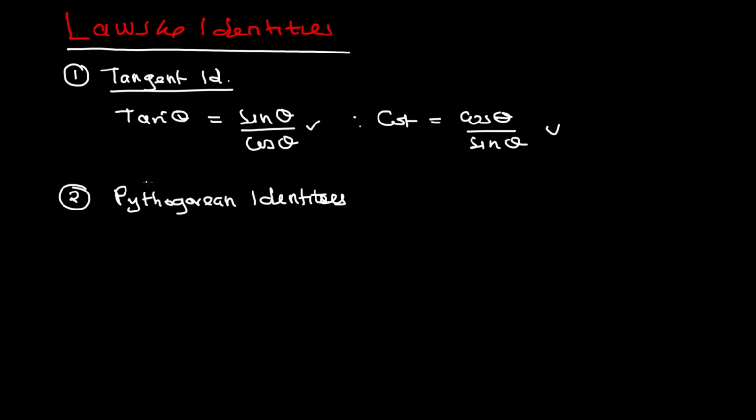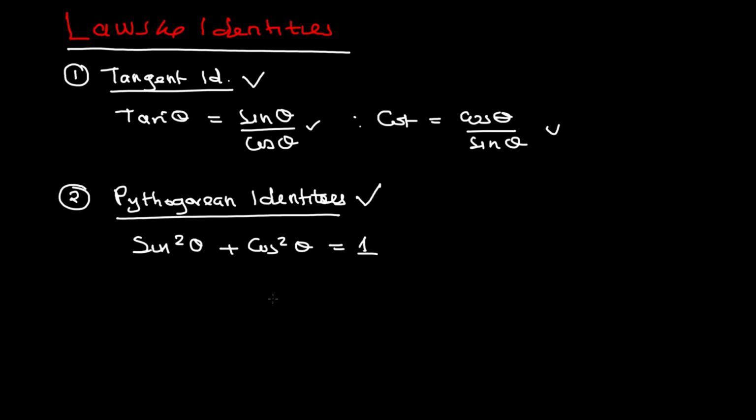All right, the second that we're going to look at are the Pythagorean identities, right? So remember, we looked at the tangent identities. Now we're looking at the Pythagorean identities. What are these ones? So the first one that we are going to have to know is called sine squared theta plus cos squared theta is equal to 1. This is probably the only one that you have to know because the rest of the Pythagorean identities can be derived from this one.